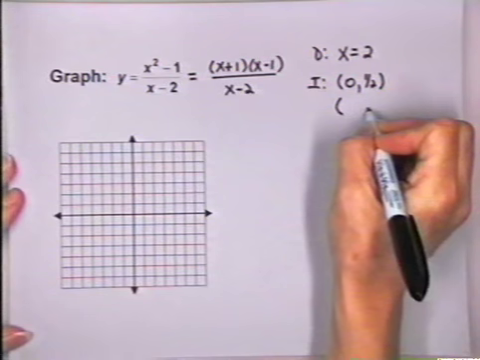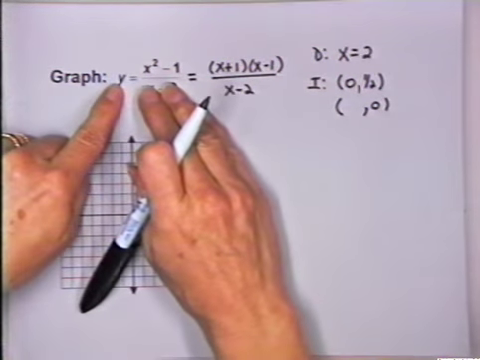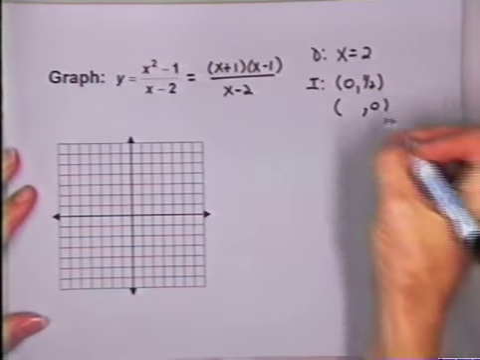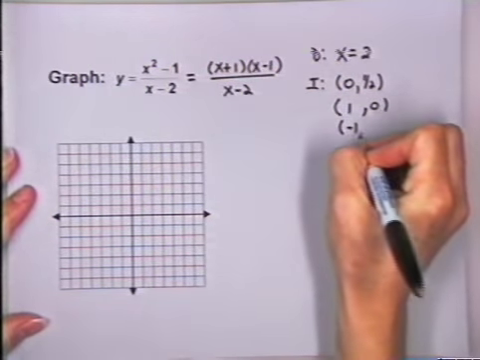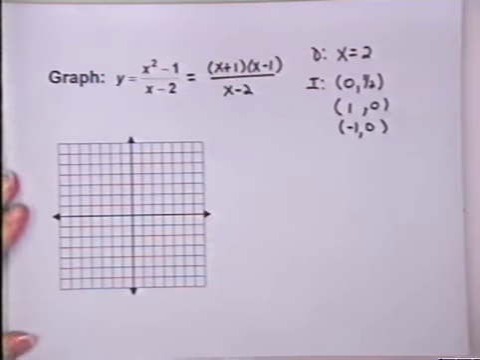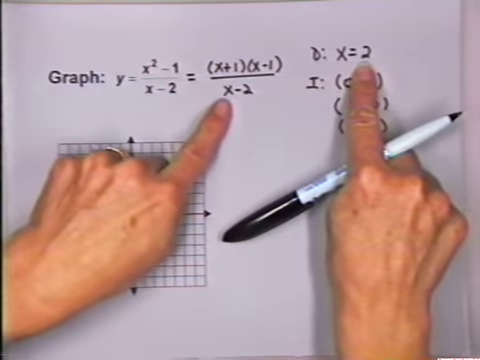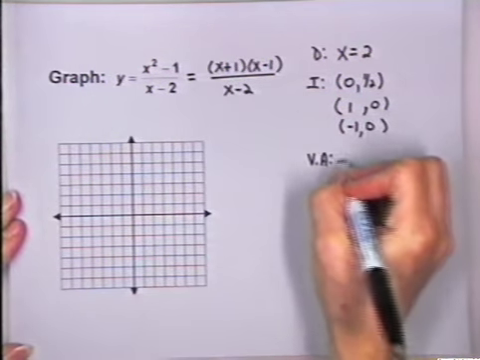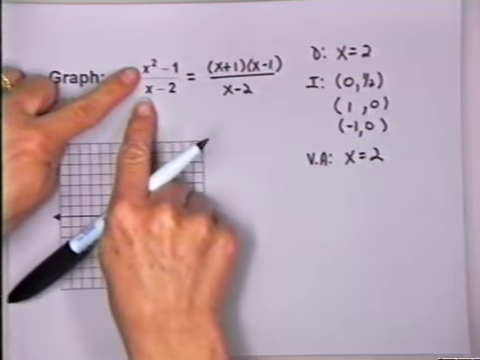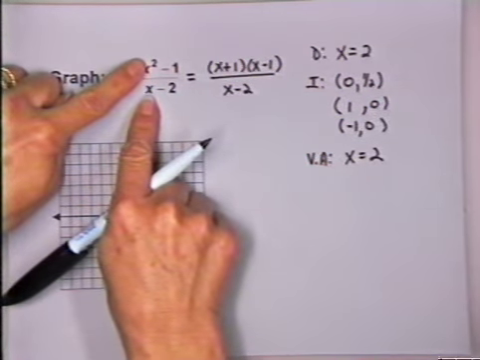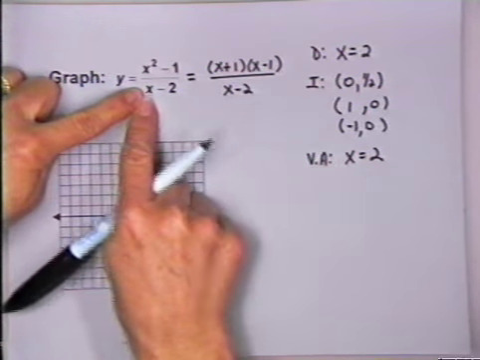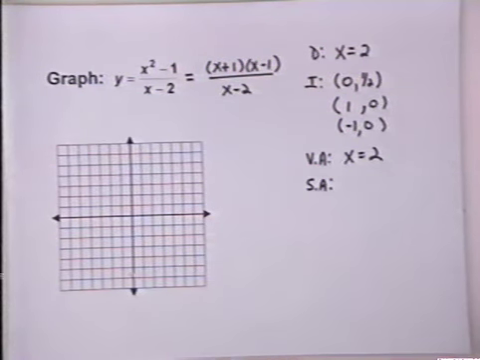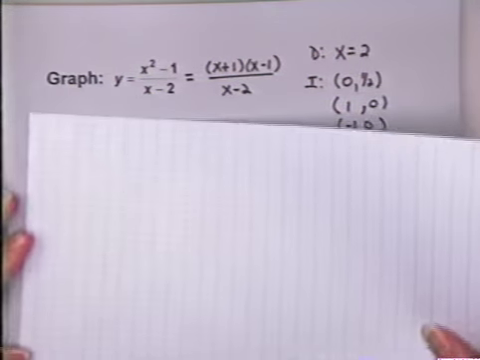Can my y value be 0? It can. If 0 equals this numerator, which I've got factored over here, x will be negative 1 or positive 1. So 1, 0, and negative 1, 0 are intercepts. Is 2 a vertical asymptote? Yes, it doesn't make the numerator 0, so I have a vertical asymptote at x equals 2. Notice your powers. The numerator power is exactly 1 more than the denominator, so we're going to have a slant asymptote. Well, let's do that long division here to find that slant asymptote.